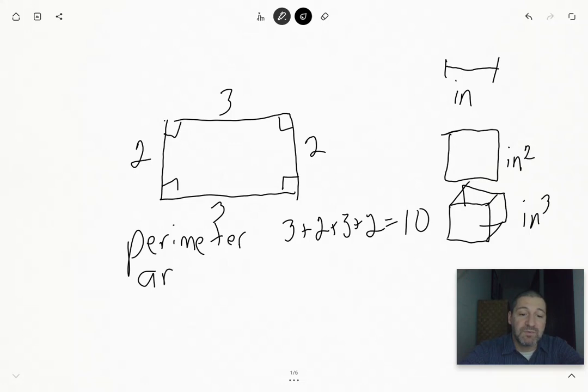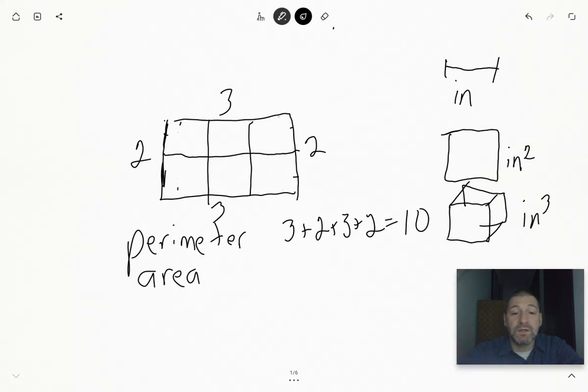The area of this, again, we would be counting the number of square units on the inside. We have 2 units on each side here. That's the width, and the length includes 3 units. So the number of square units would be 1, 2, 3, 4, 5, 6, or length times width. In this case, that would be 2 times 3, which would be 6.